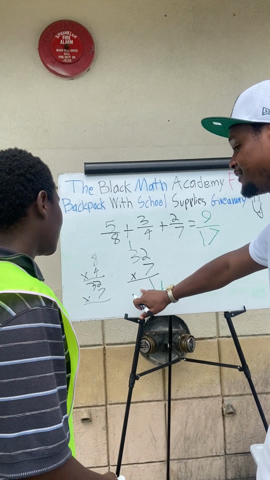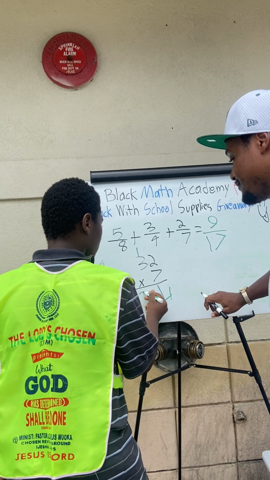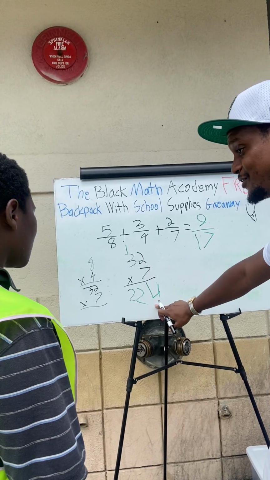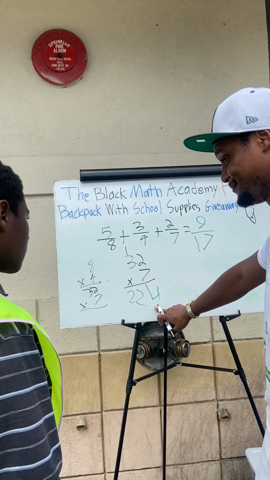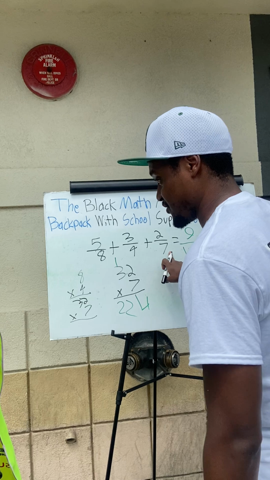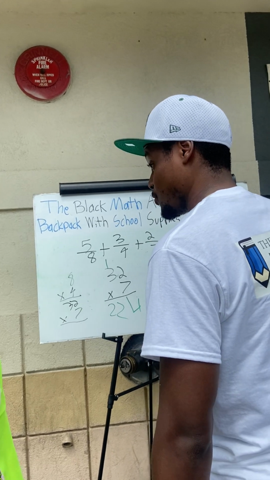22. Right there, right next to the 22. There's your answer. 32 times 7 is 224. Okay? Sure you got that? Okay. So now that we know the answer is 224, that means all these denominators are going to say that. So we're going to now say 224.